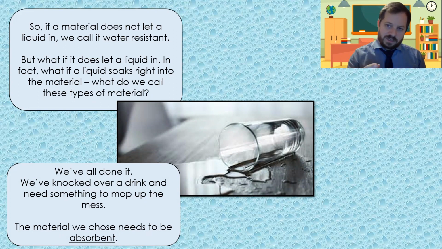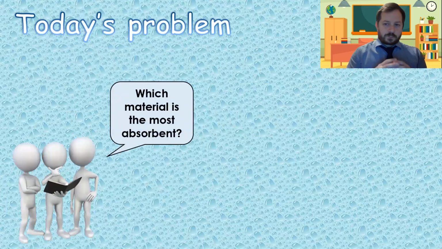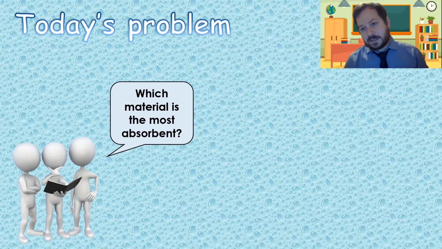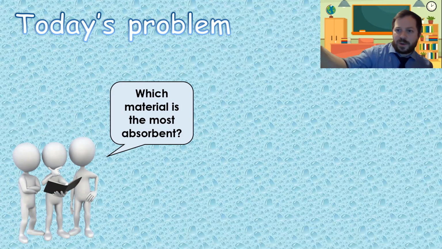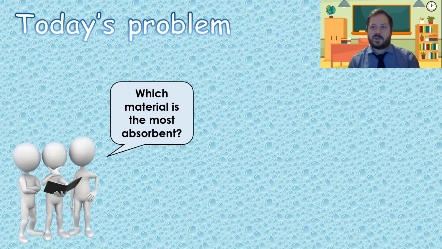So we do need to think about what materials we might reach for. Have a think. What ones would you go for in terms of knocking over a cup? What would you look for? What material would you get? So today's problem is we're going to have to think about what material is the most absorbent, or what material is going to do that job the best. What can we go and get in order to tidy up that mess that we made by knocking over our water?